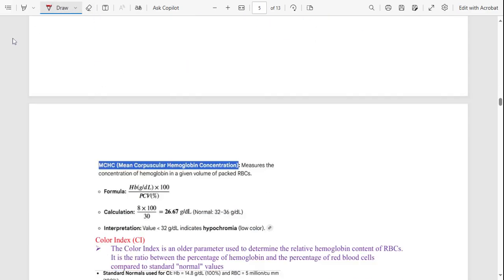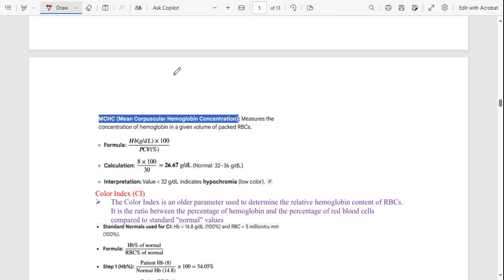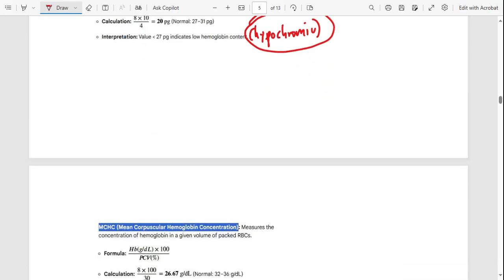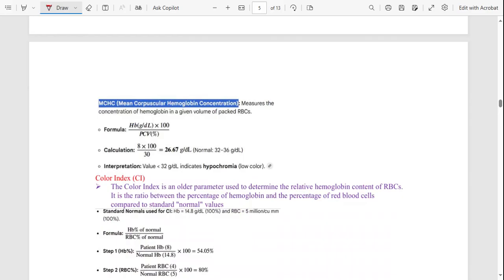But these are not the only indices. We also have what we call MCHC, the mean corpuscular hemoglobin concentration. Remember we said that MCV is the volume of one red cell. MCHC is the mean corpuscular hemoglobin concentration, the measure of the concentration of hemoglobin in a given volume. The MCH was just the measure of the average amount of hemoglobin in one red cell. Like how much hemoglobin do you have in one red cell?